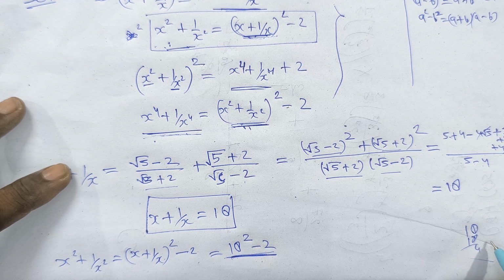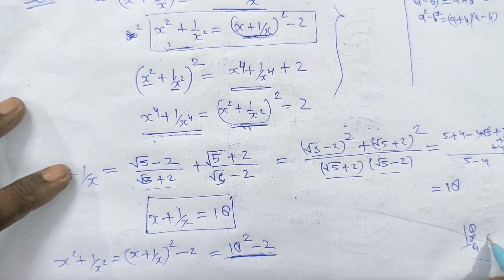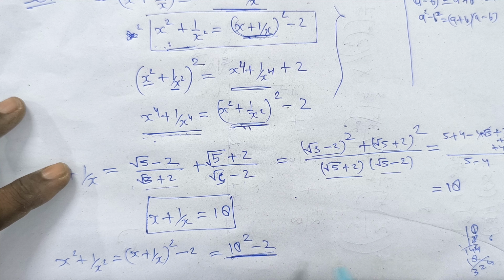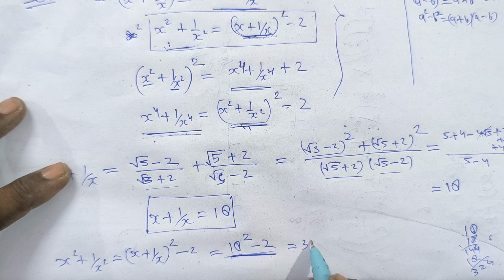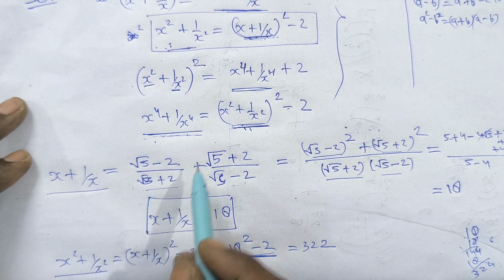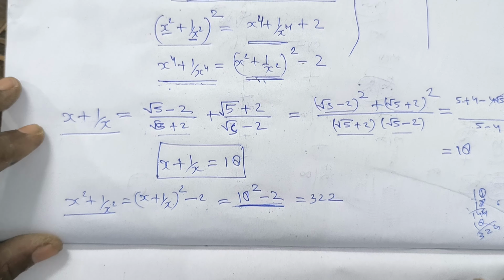18 square is 324. 324 minus 2 is 322. This is okay. We got this one. We need to find this one, right?